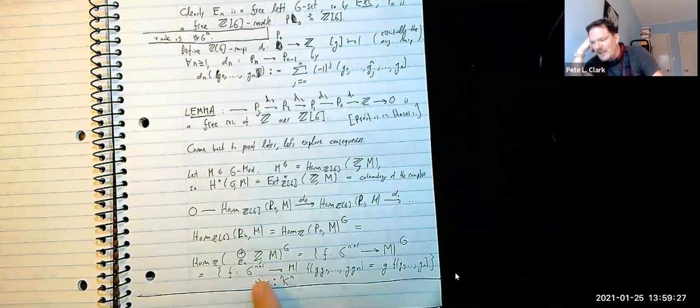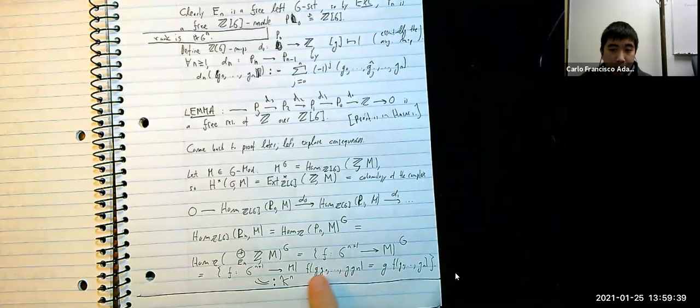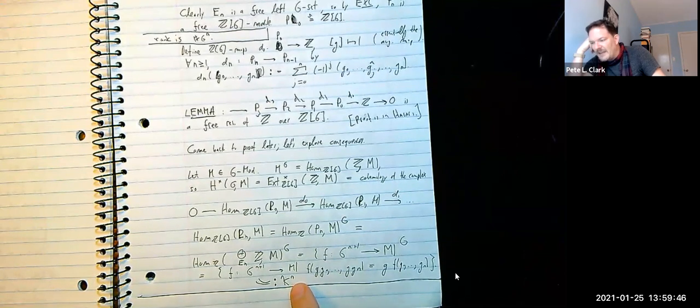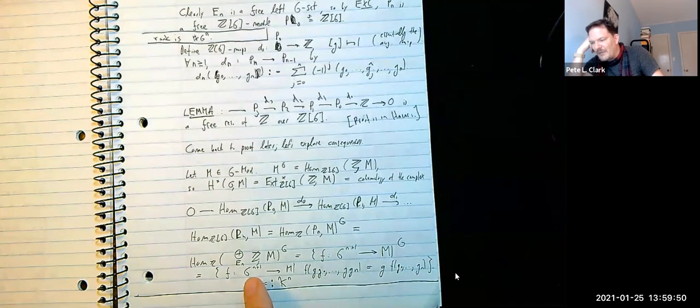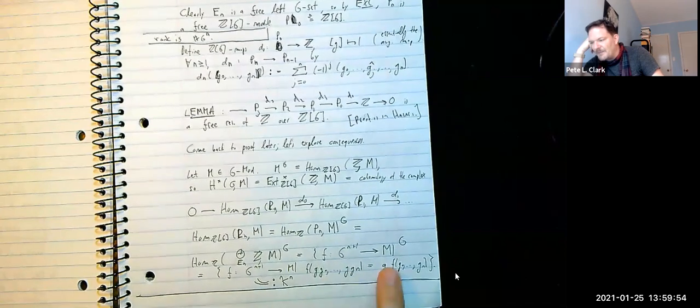So this is the collection of all maps from G^(n+1) to M so that acting on the inside by G is the same as acting on the outside by G. And acting on the inside by G is just the diagonal action: you act on each coordinate. So this is quite concrete. Script Kn is exactly the collection of all set maps from G^(n+1) into M that satisfy this simple G equivariance property.